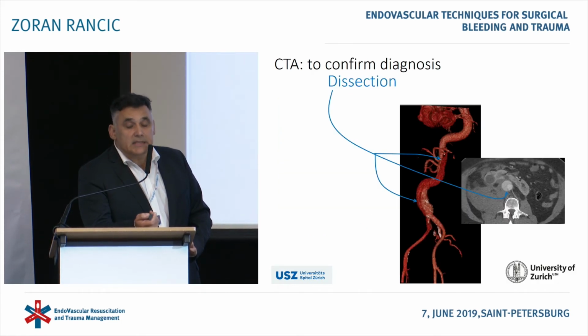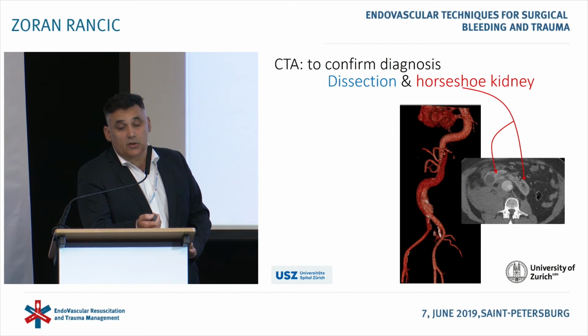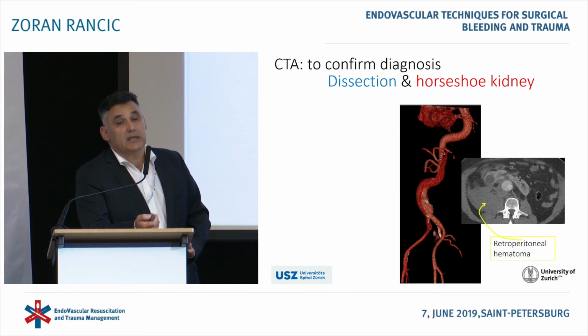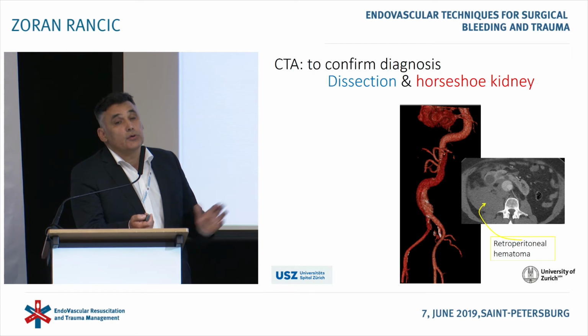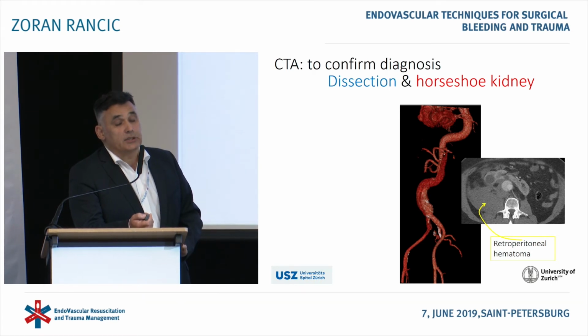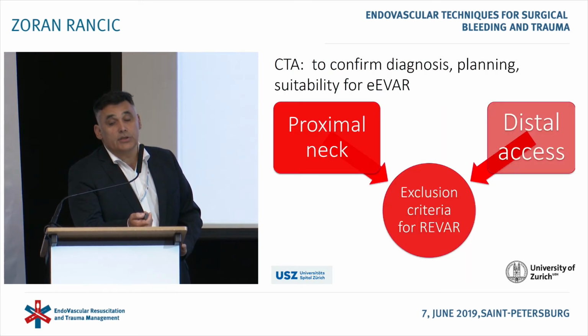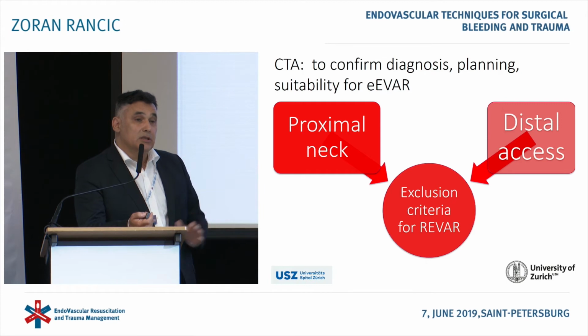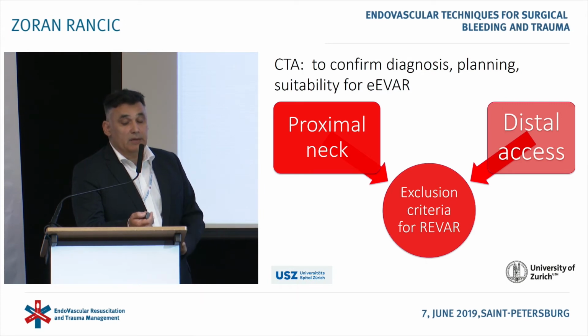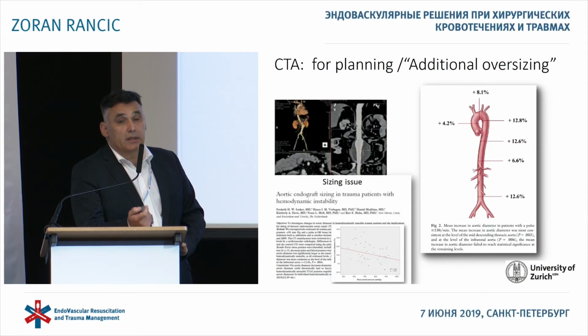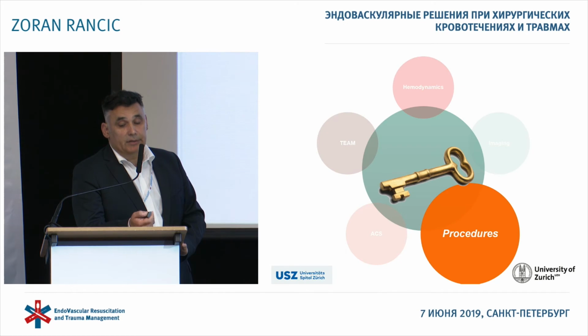of the patients. As in this case, you cannot know if there is a dissection, the patient has a horseshoe kidney, and there is a retroperitoneal hematoma. With ultrasound, for you, it would be just a ruptured AAA, and it is not. Also, you can see what the proximal neck is or what the distal access is and say, okay, this patient is not possible to treat endovascularly, we have to do open surgery. Don't forget that oversizing is a big component.